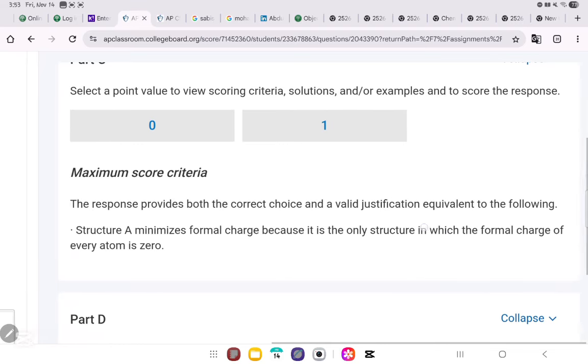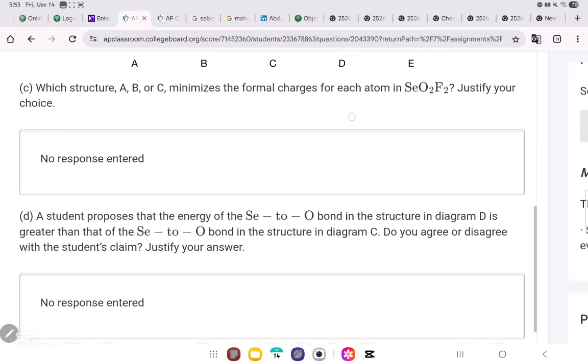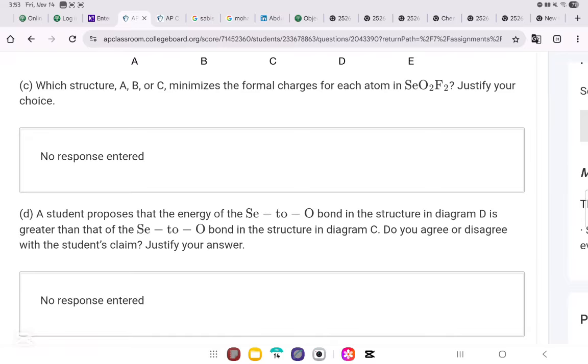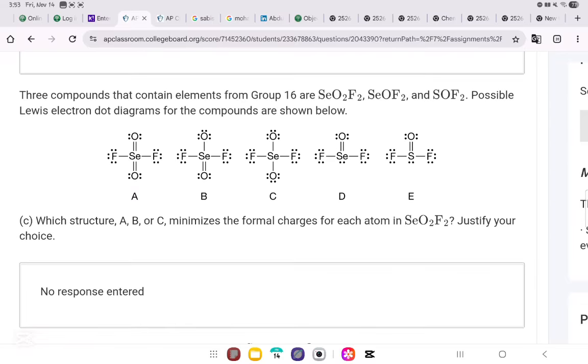We'll move on to part C. What does it say in part C? Which structure, A, B, or C, minimizes the formal charges for each atom in SeO2F2?